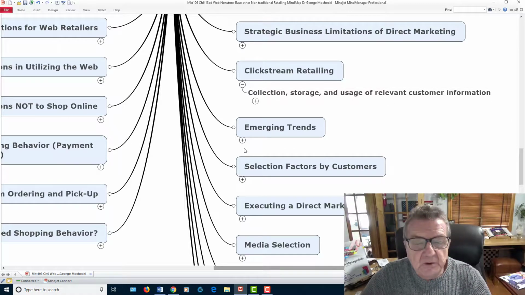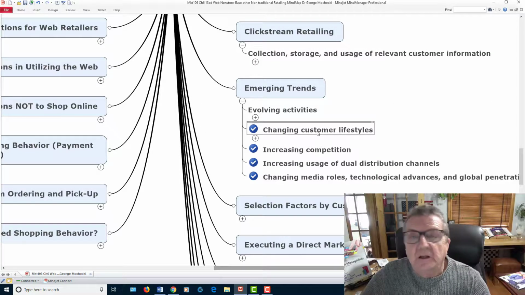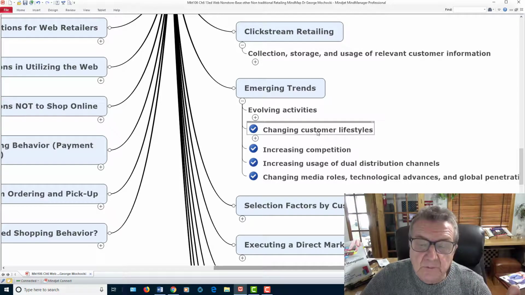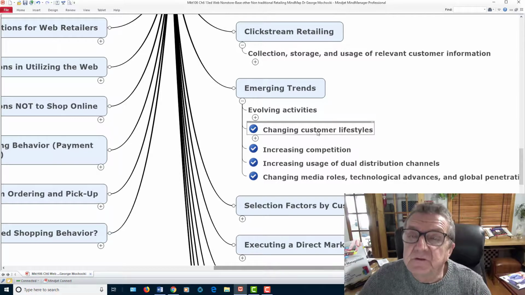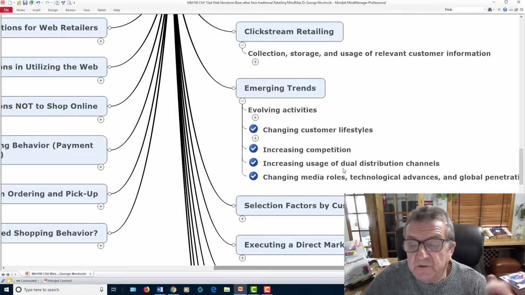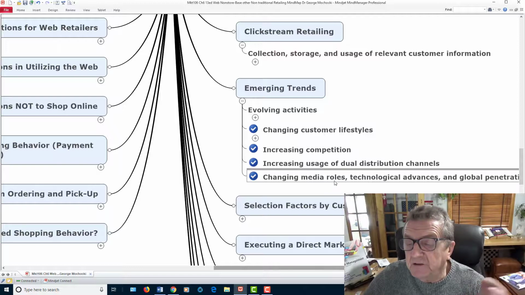Okay, emerging trends. What are emerging trends? Lifestyles change. Remember, more women are in the workplace. Competition is very strong. If you're making money, competitors will be there. If you're losing money, competitors aren't going to be there. Sometimes your competitors, if you've got an idea, may be able to mirror the same service or product you have, legally. Know what I mean? And increasing usage of dual distribution channels, changing media roles, technology advantages.